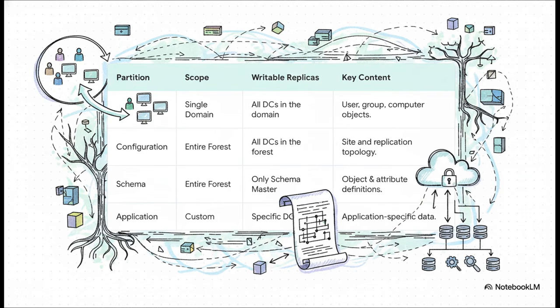Then you have the schema. This one is fundamental. It's the dictionary, the blueprint that defines what a user object even is and what attributes it can have. And finally, you've got application partitions for custom data. This separation is the absolute key to making replication fast and efficient.